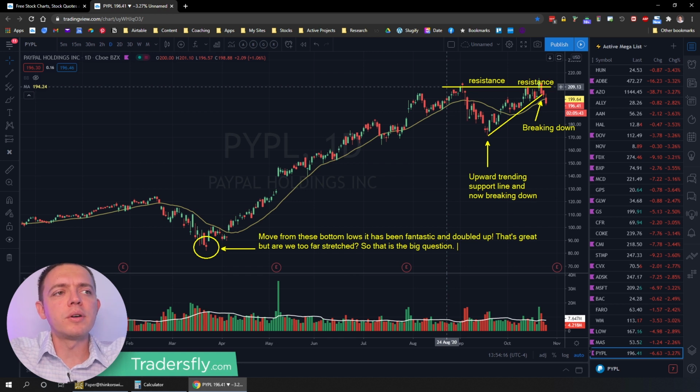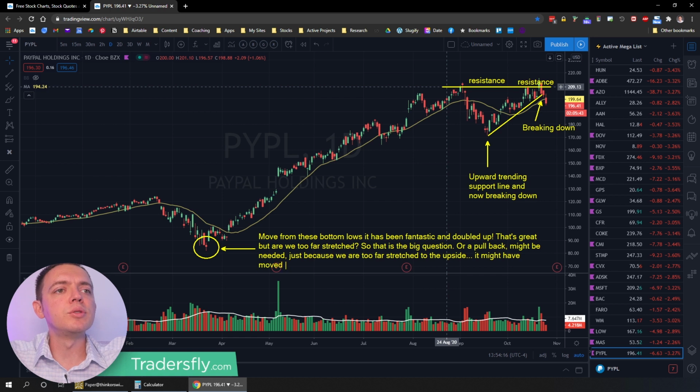So the sell-off or a pullback might be needed just because we are too far stretched to the upside. It might have moved too far, too quick. So always take profits in the strength and just watch out where you're at. Don't think that a couple of red days is really a bad thing. This stock came in from the 90s. It's already at 209, and in the 200s it's still doubled. Even if it pulls back to 140, that's still 50% profit. It went up since April, so that's fantastic. It's been great.